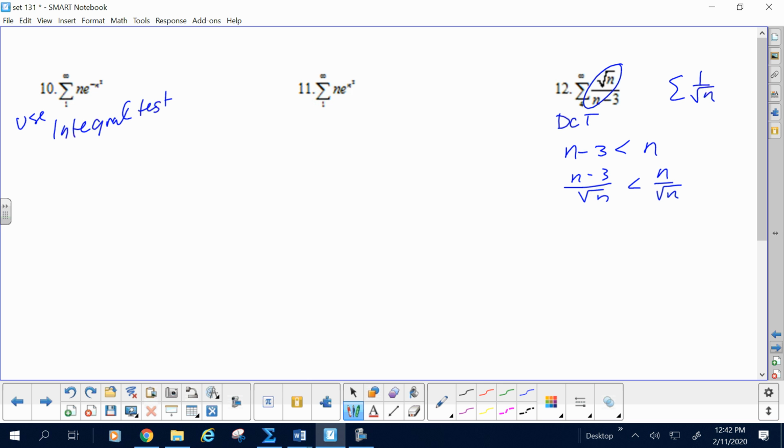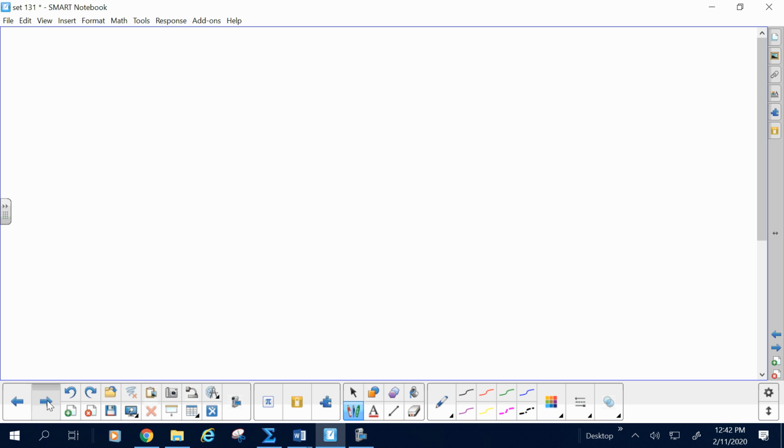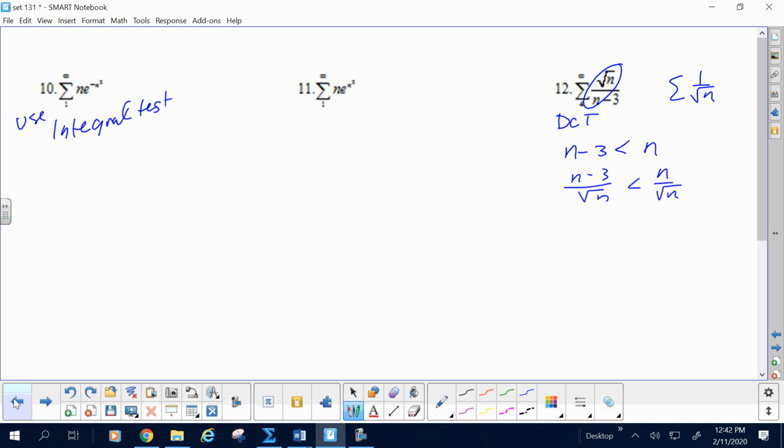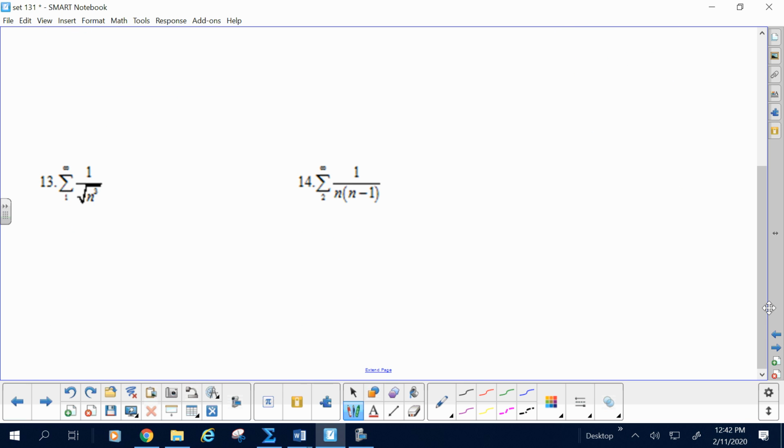Can I go to 14? Okay, 14 is telescoping. You should start by decomposing it. Then it'll go well. I think it converges to, what did I say? It converges to 1. At least that's what I got.